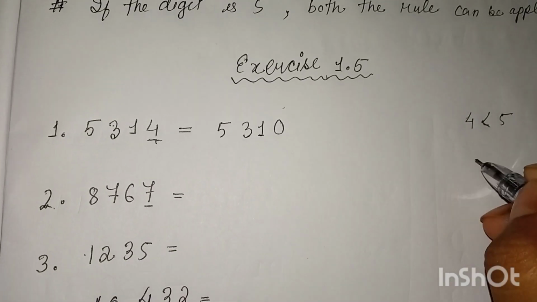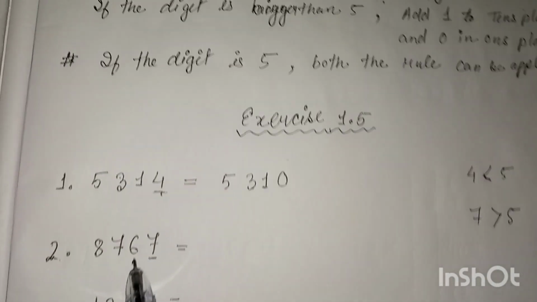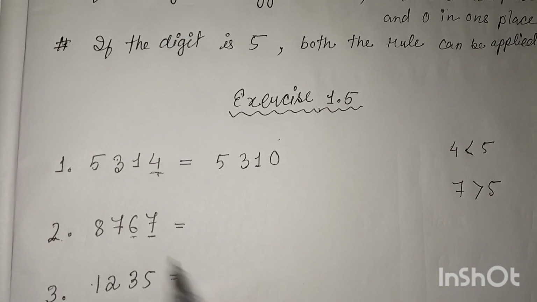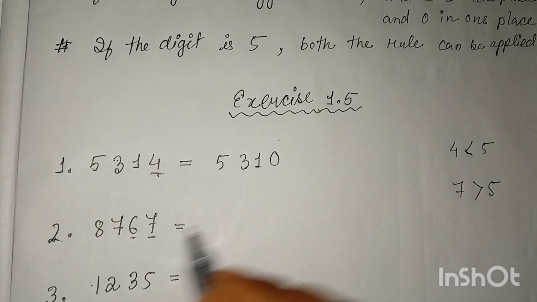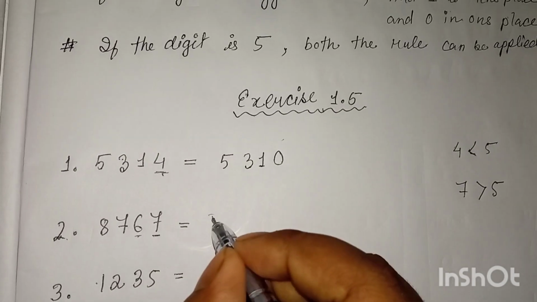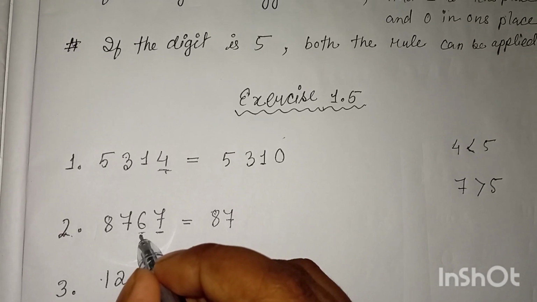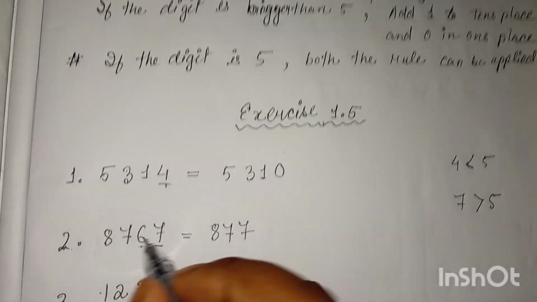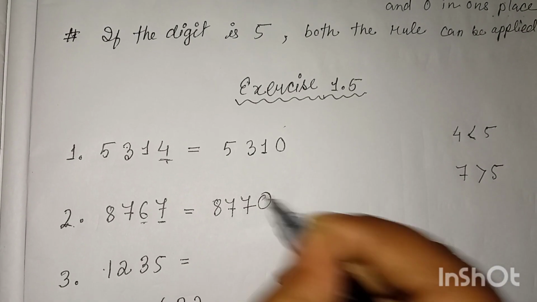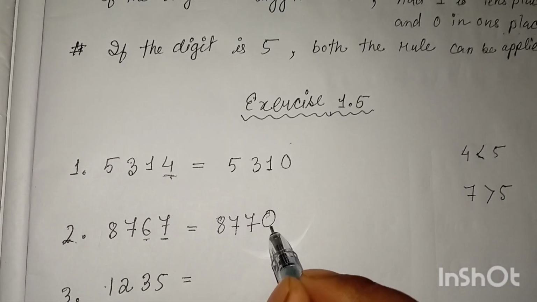Now look at the next. We have 7 and we know that 7 is bigger than 5. If it is bigger than 5, then we add 1 to the tens place. So in the tens place we have 6. So we have to add 1 to the tens place. When we add 1, 6 plus 1 becomes 7. So the answer is 8, 7, and the ones place will become 0. Okay, in the ones place we have to put 0.